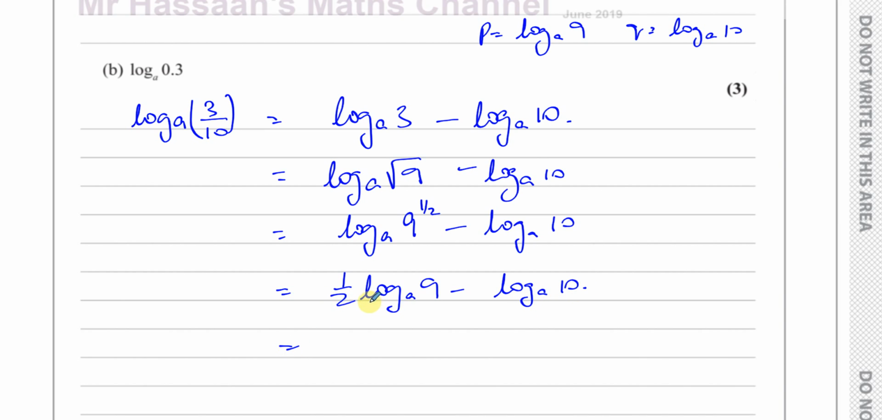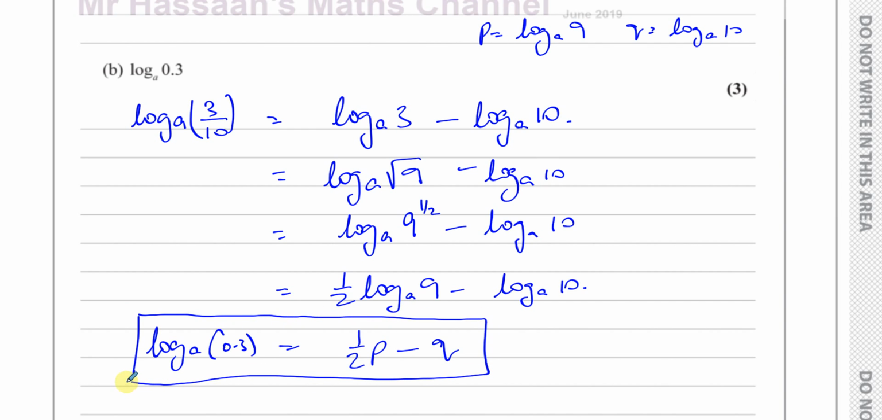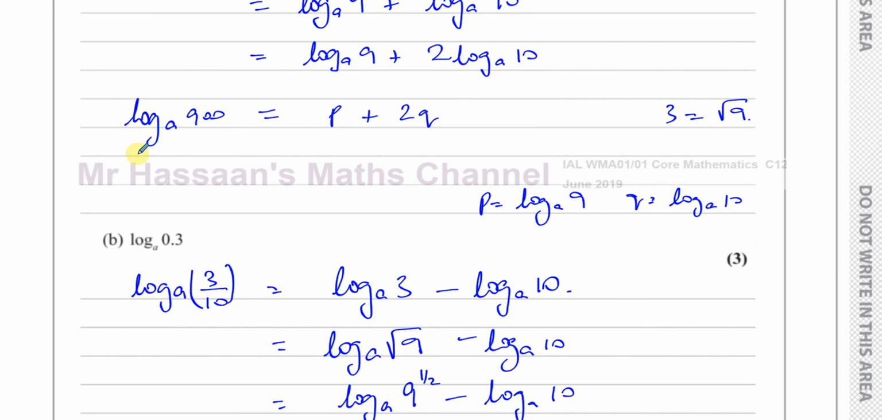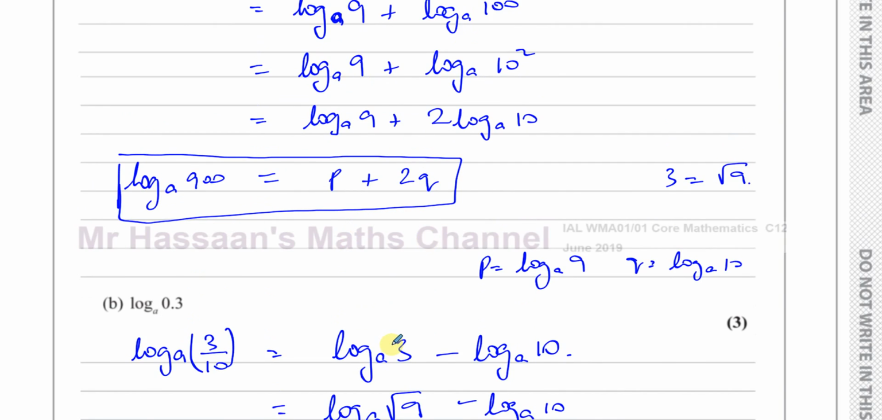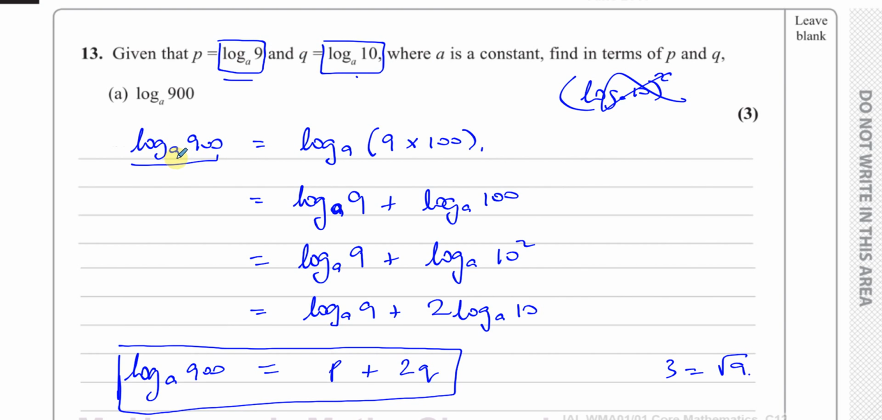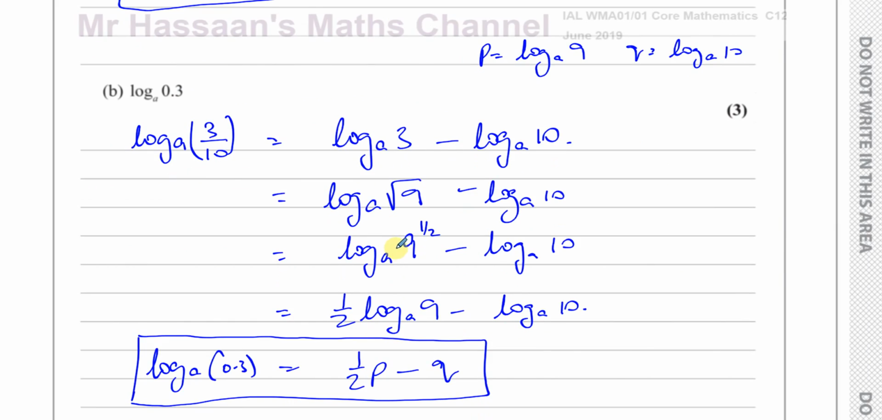Now that's a half times P minus Q. So log to the base A of 0.3 is going to be a half P minus Q. So there's the answer to part B. So it's pretty simple. Some students do get confused by this type of question, but it's something that shouldn't be worried about too much. Always just keep in mind that whatever we're given has to be broken down using the laws of logarithms into expressions involving what they've said P and Q are equal to. The same thing we did there, and you get your answer.